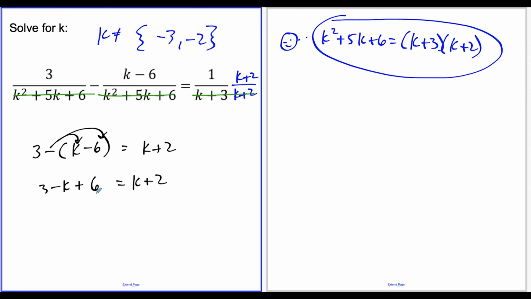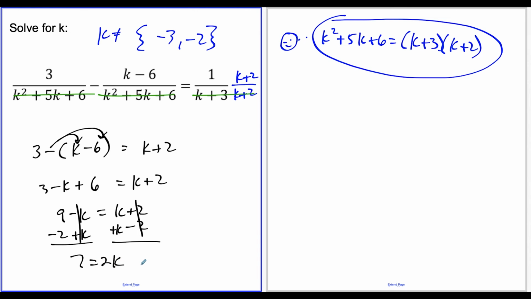And then to solve here, we could just simplify this. We have 3 plus 6 is 9, so we have 9 minus k equals k plus 2. We could subtract 2 on both sides and then add k. And notice this is going to cancel out. 2 minus 2 will cancel, and we have 7 is equal to 2 times k, which tells us that k is equal to 7 over 2, or we could say it's equal to 3.5. So here's our solution to this example here.